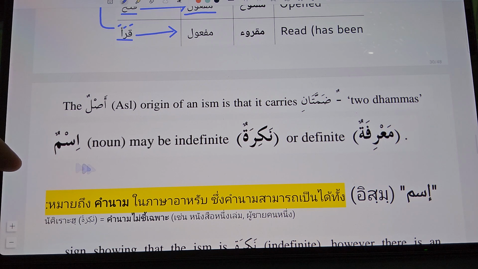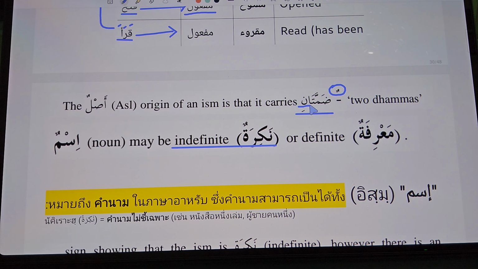So to summarize, ismun nakira is called an indefinite noun, which is something not specific. The noun which is not specific usually ends with dhammatain, meaning two dhamma. Like this is the symbol of it. Two dhamma. It's called dhammatan.